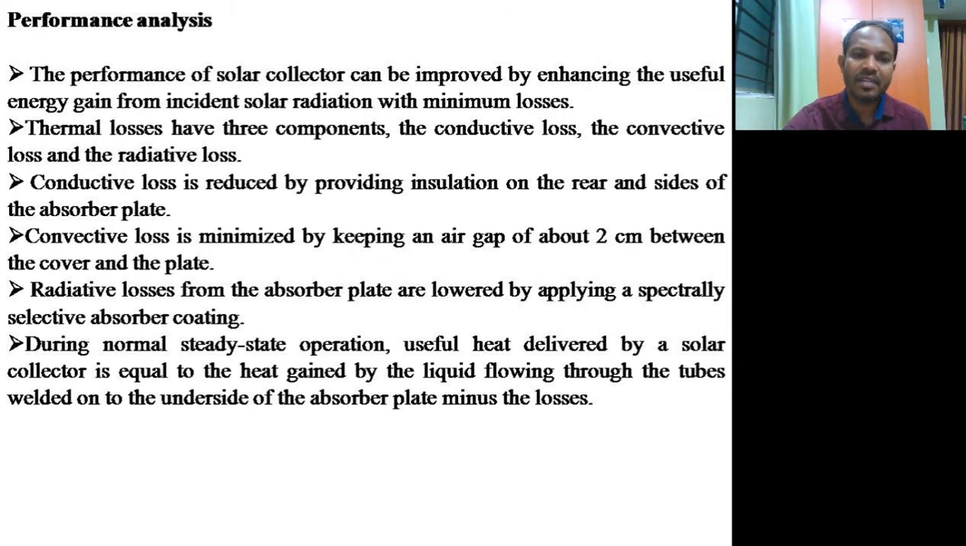During normal steady state operation, the useful heat delivered by a solar collector is equal to the heat gained by the liquid flowing through the tubes welded onto the underside of the absorber plate, minus the losses. I will give this in the form of equations like this.